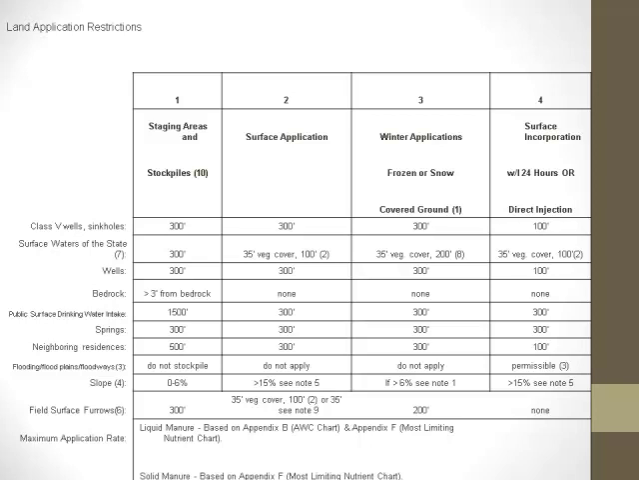So these are all in the information. It's in USDA NRCS Nutrient Management Standard 590. It's in our rules. Pay attention to those setbacks. Anytime you're closer on a surface application, it can be a violation.